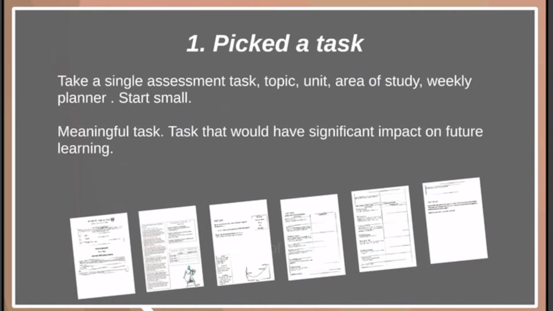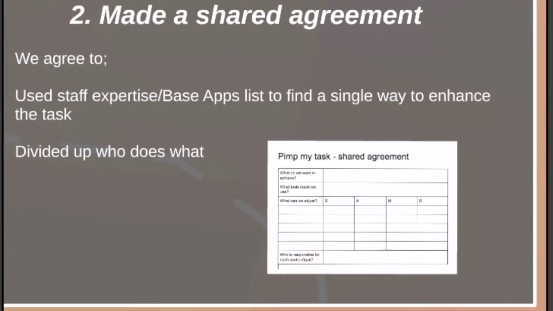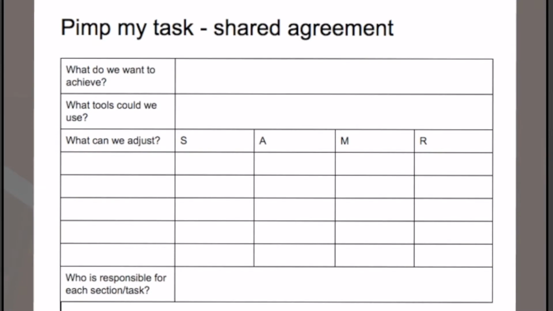So basically, in this case, started the same way, picking a task. Okay. Then the staff made a shared agreement. Okay. So what they found is a single way to enhance the task and then divide up who does what. This is a great one for smaller tasks or when you have less time. And we used a template which you can see there. Okay. It outlined things like what do we want to achieve, what tools could we use. Okay. Now this only worked because the school had a list of tools that the staff could use. Even if they didn't know how to, they knew that the students would have those tools on their devices.